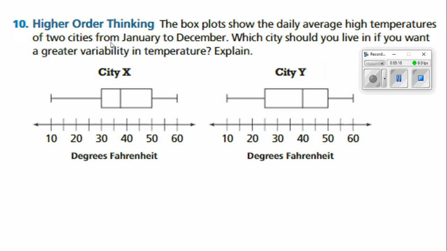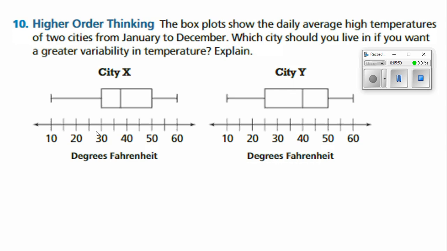Here in number 10, it says the box plots show the daily average high temperature of two cities from January to December. These are the two cities, and they're showing how much the temperatures vary in the month from January to December. Which city should you live in if you want a greater variability in temperature? Let's say you like the four seasons and you don't want it to be hot all the time, and you like some fall and some winter in there. So you want a city that has greater variability.